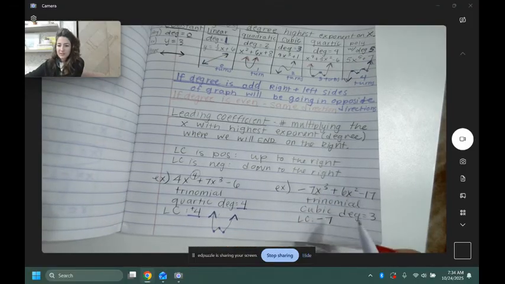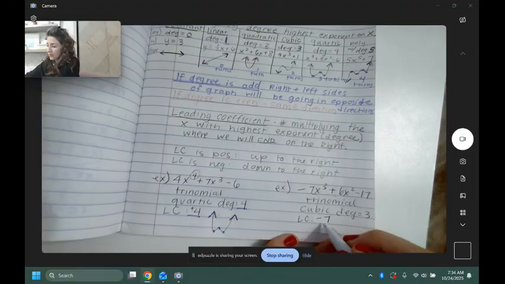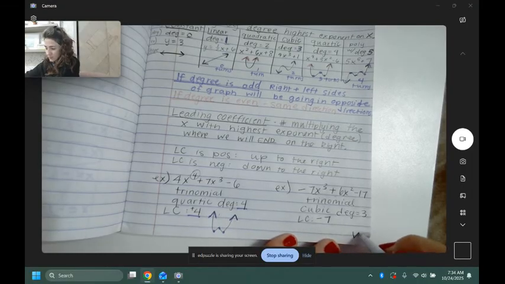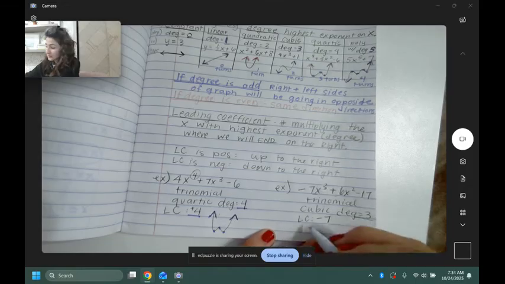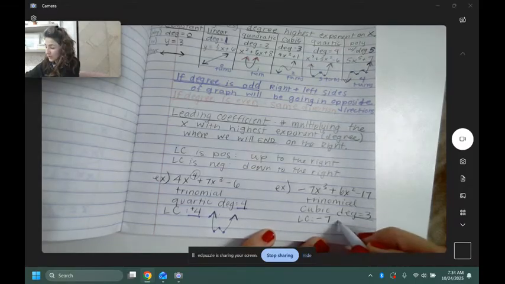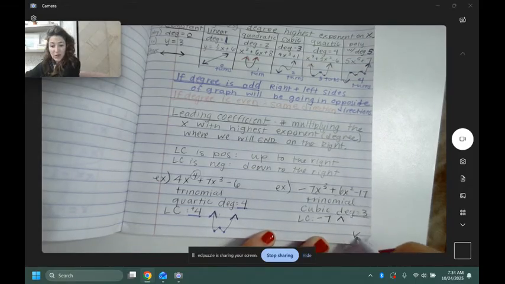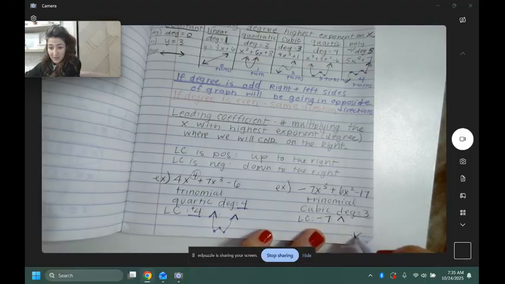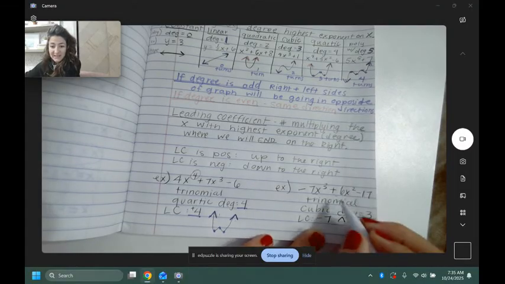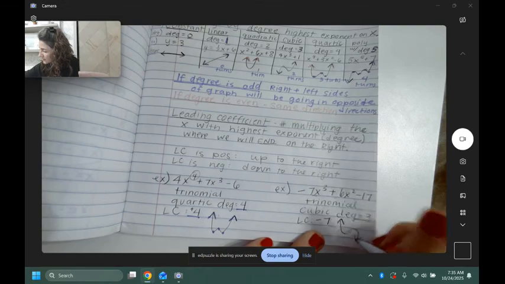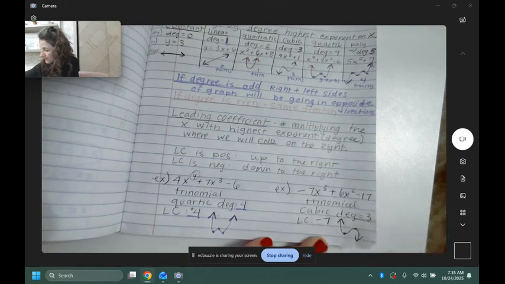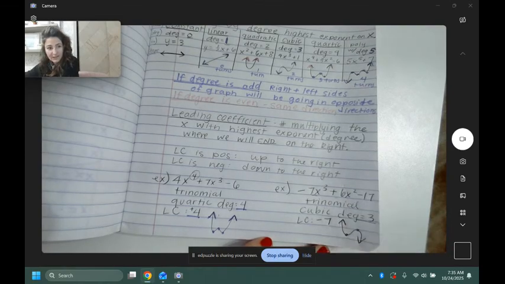This means I'm going to be going down to the right. The degree is an odd number, so it's going to be going in opposite directions. So the leading coefficient told me it's going down to the right, and the degree told me it's going to be opposite. And it's a degree of 3, so I'm going to have 2 turns in my graph. It'll look something like this.